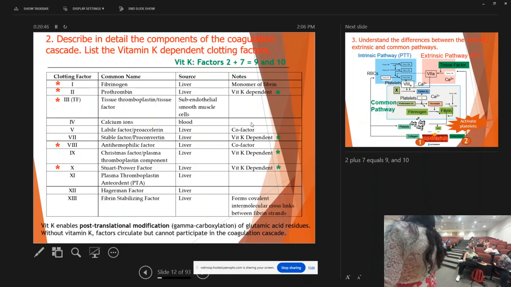Without this, the modification will not happen and the protein will not be able to participate in the coagulation cascade. So that modification is a crucial step. Whenever you see a patient who is deficient in vitamin K, you will know that these proteins are not getting modified, their glutamic acid is not getting carboxylated. So they won't be active and will not be able to help the patient heal. Just keep that in mind.